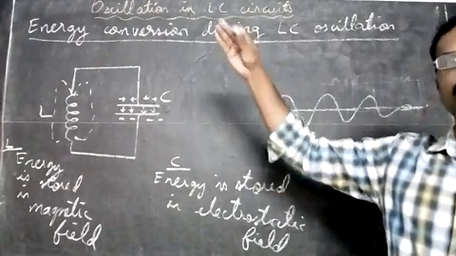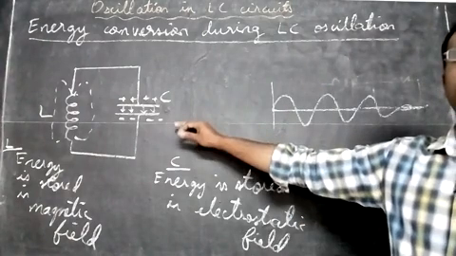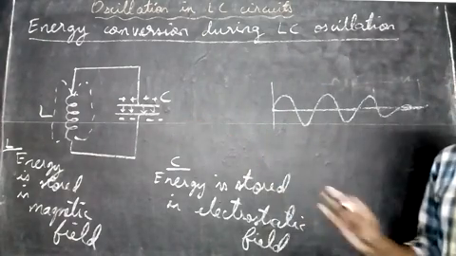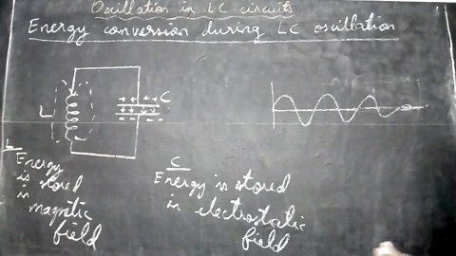Even satellites work this way. We send a signal to the satellite and the satellite will send the signal back. The satellite will contain an LC circuit inside it. So these are very important parts. Let's now see the next part, that is the generation of LC oscillations, in the next video.